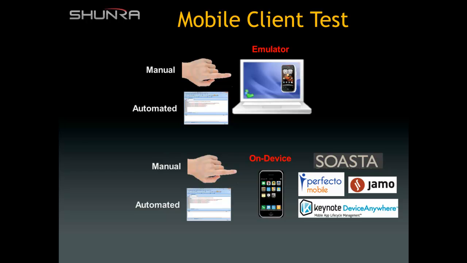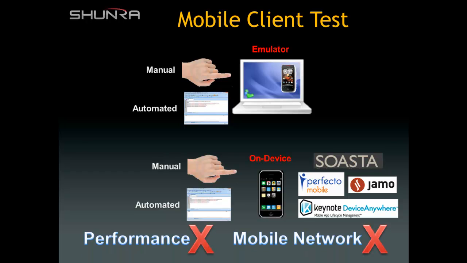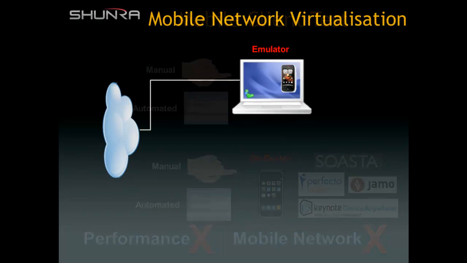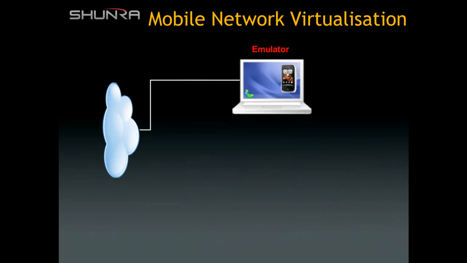The critical point to note is that this testing, whether manual or automated, using an emulator or on-device, is typically focused on functionality, not on performance. These tests also cannot replicate the real mobile network conditions encountered by users. So the question is, how can we extend mobile functional testing to verify the real end-user experience?